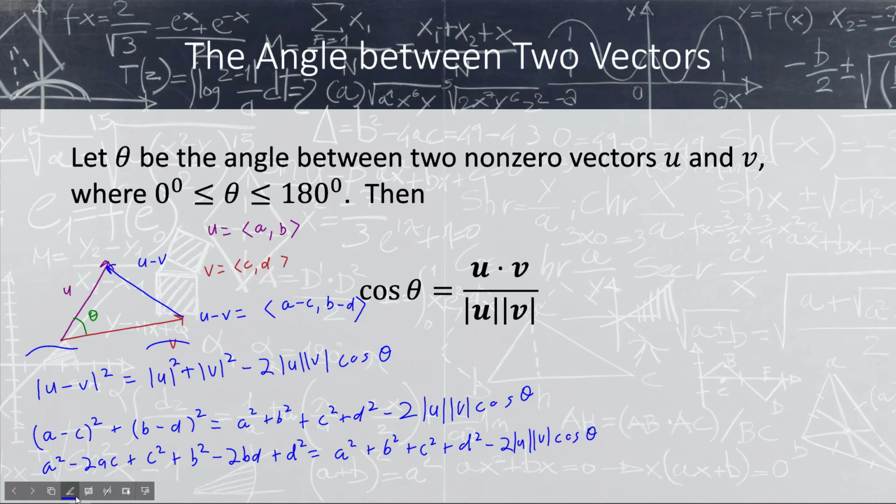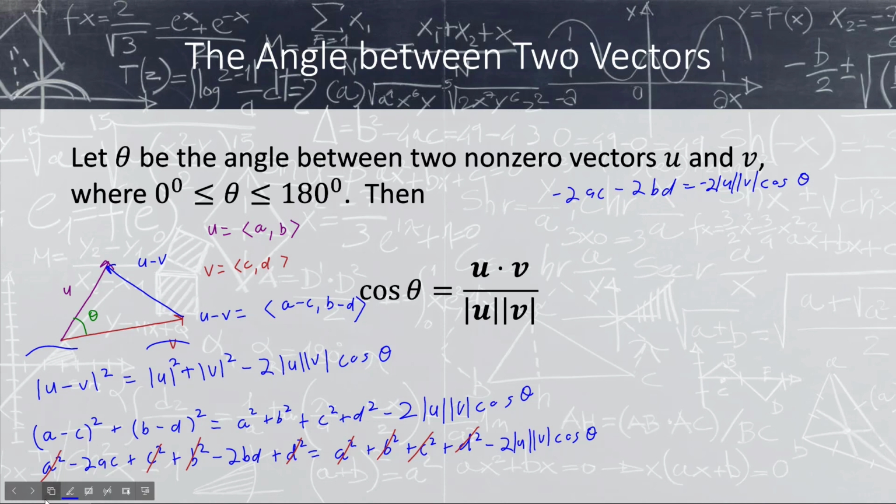All right, now notice we have lots of stuff that we can cancel. So let's cancel some stuff out here. Notice I have an a squared on both sides, they're gone. I have a b squared on both sides, they're gone, as is the c squared and the d squared. And that will give us negative 2 times ac minus 2 times bd is equal to minus 2 times the magnitude of u times the magnitude of v times cosine theta.